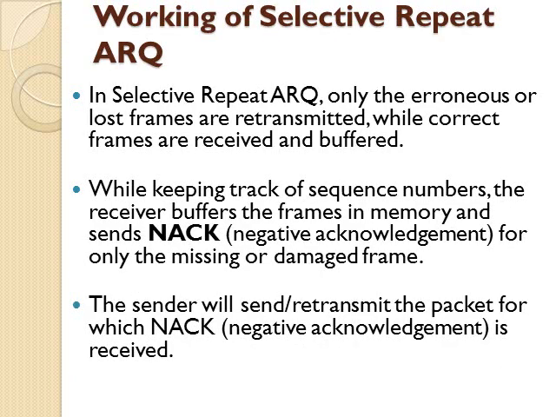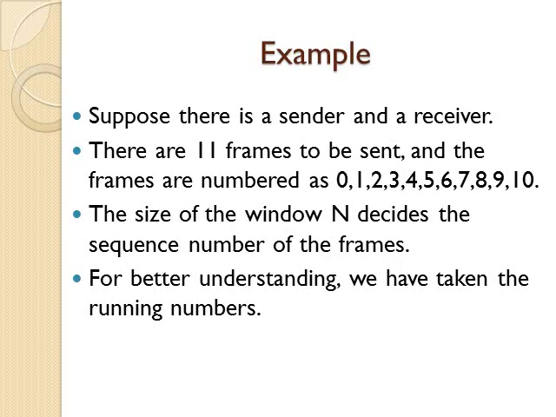Working of selective repeat request. In selective repeat request, only the erroneous or lost frames are retransmitted, while the correct frames are received and buffered. While keeping track of the sequence number, the receiver buffers the frames in the memory and sends negative acknowledgement for only the missing or damaged frame. The sender will retransmit the packet for which negative acknowledgement is received.